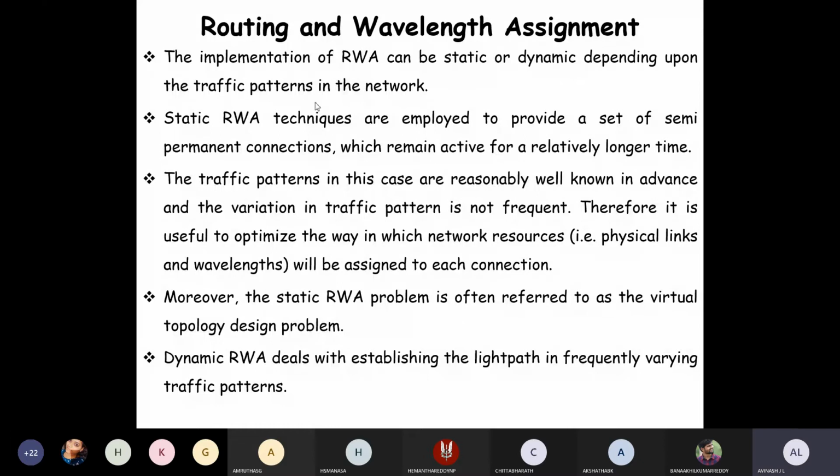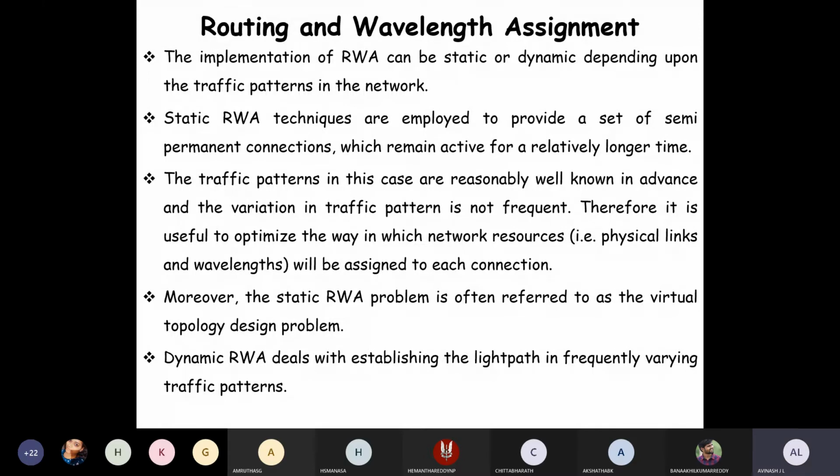Now, static RWA techniques are employed to provide a set of semi-permanent connections, which remain active for a relatively longer time. Since they are active for a relatively longer time, they are called semi-permanent. Once the connection is over, we remove it, because we need to use the resources for other purposes. That is one of the conditions.